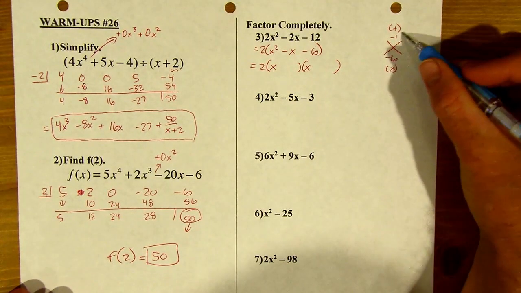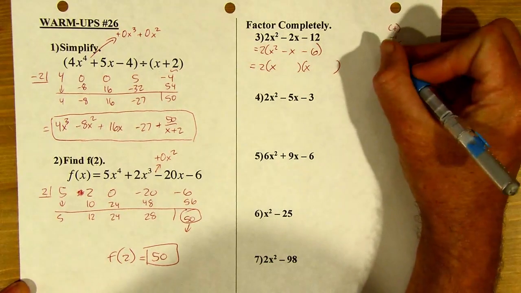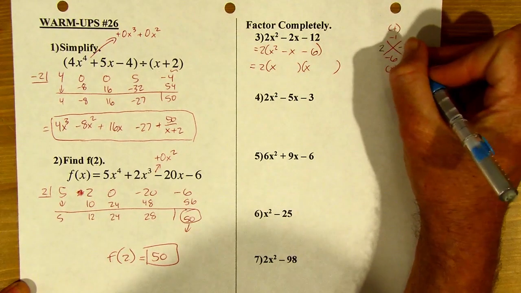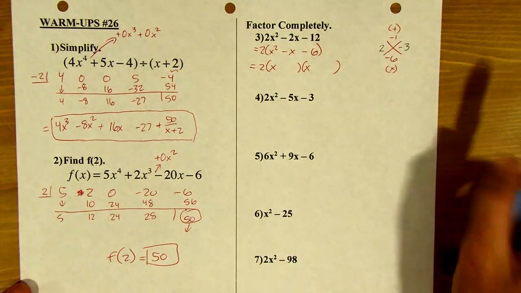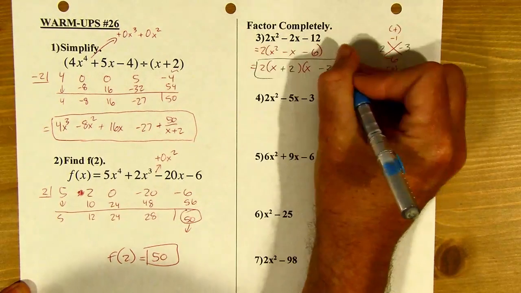So a 1 and a 6 is not going to do me any good, but I can do something with a 2 and a 3. If the 2 is positive and the 3 is negative, that's my winning combo, right? So that tells me what goes in the back of these. Okay, and this is completely factored.